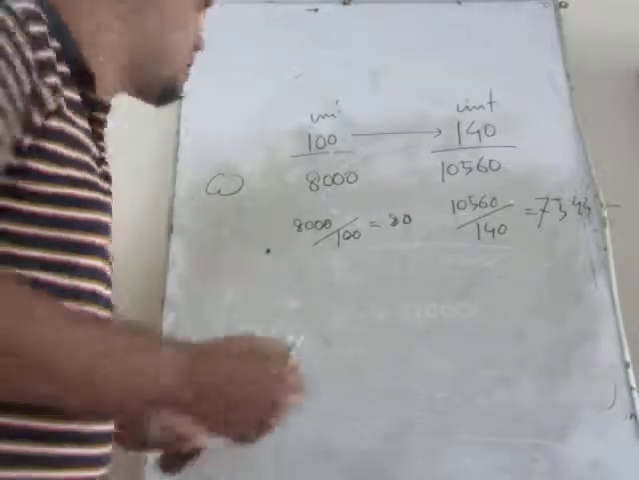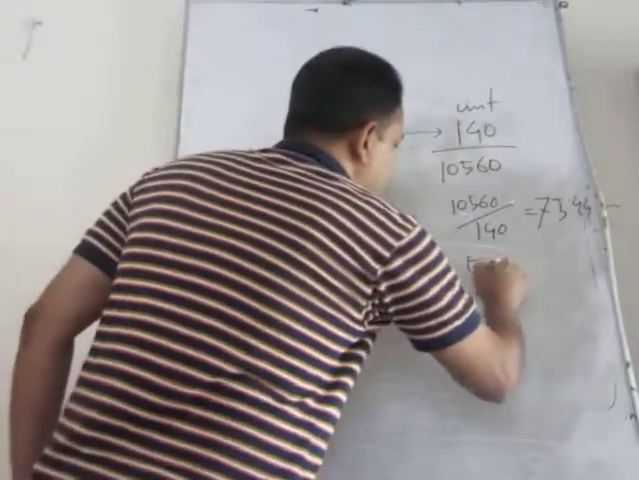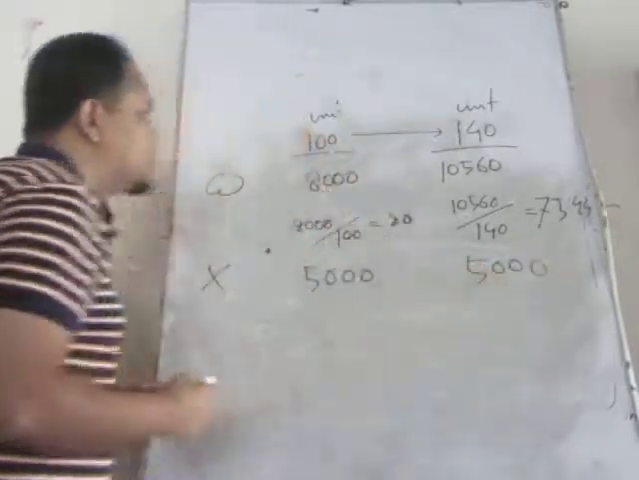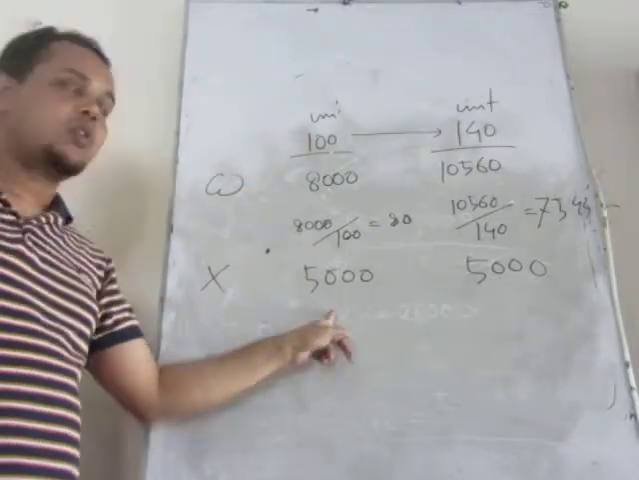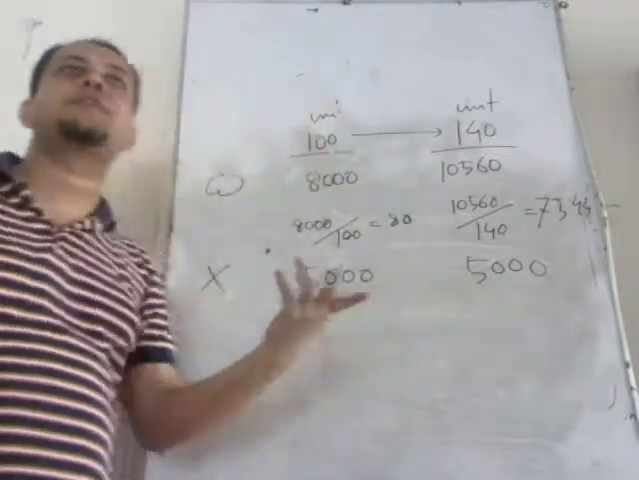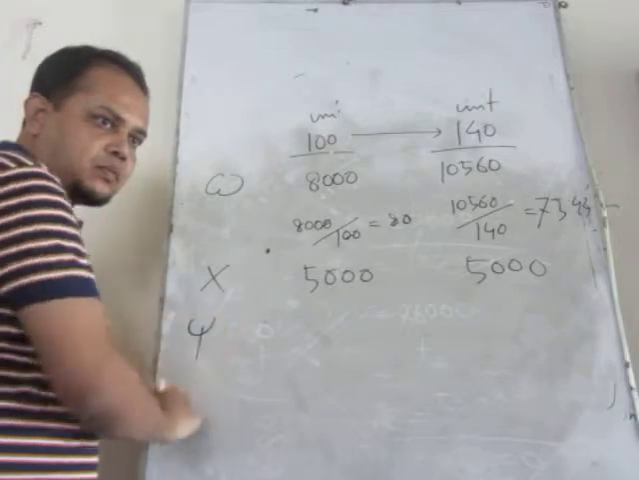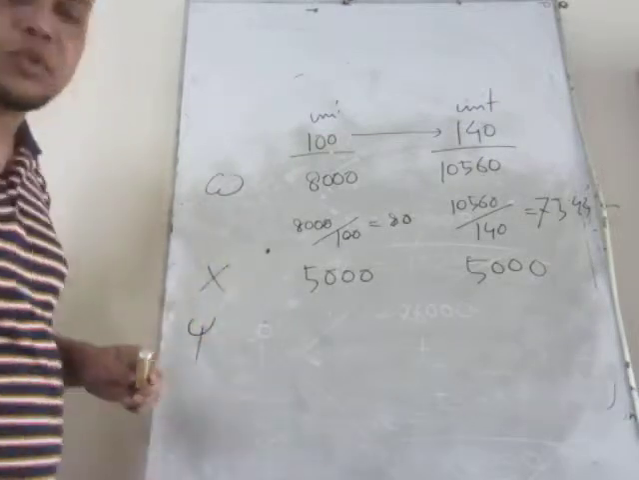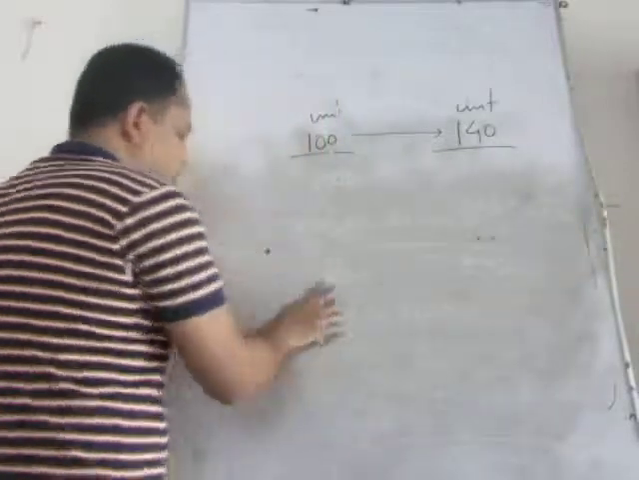Then x. Suppose এখানে দেখো x এ বলছে 5000, এখানে 5000. So either you are producing 100, the cost is 5000, or you are producing 140, the cost is 5000. So this is fixed cost. Then y. আমি উপরেরগুলো মুছে ফেলি, হ্যাঁ? Then y.